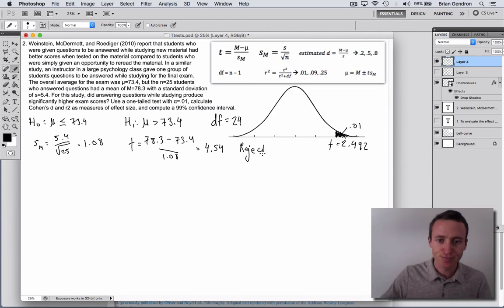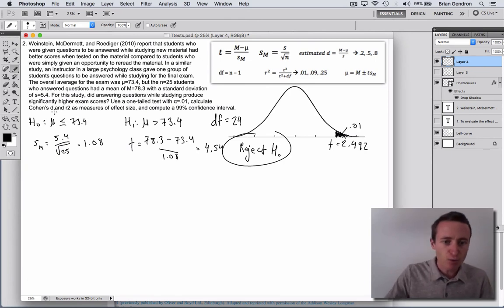Reject H0. In other words, there is a statistically significant effect as a result of this treatment. So then follow that up with effect size. How big is the effect? According to Cohen's d, let's determine that.